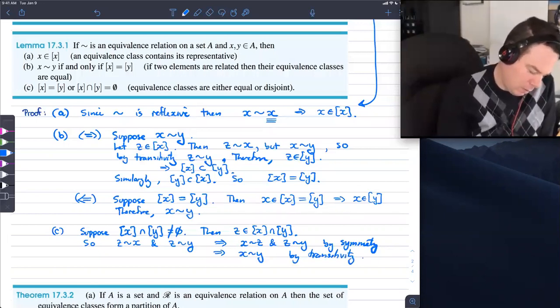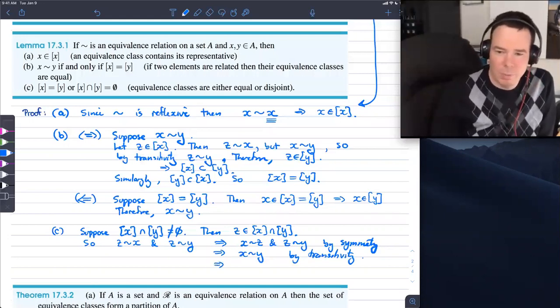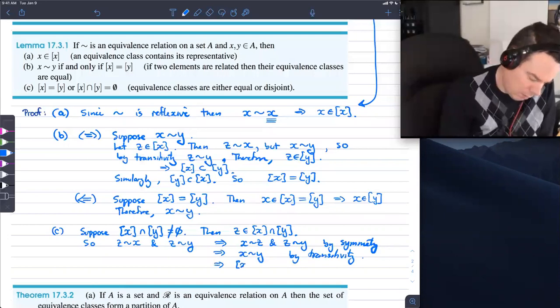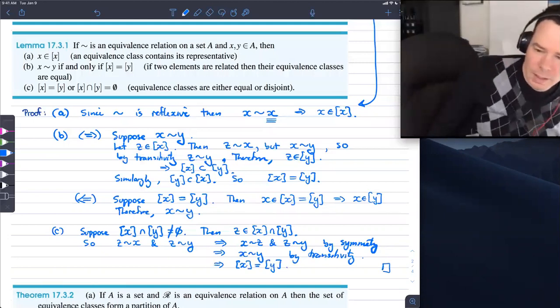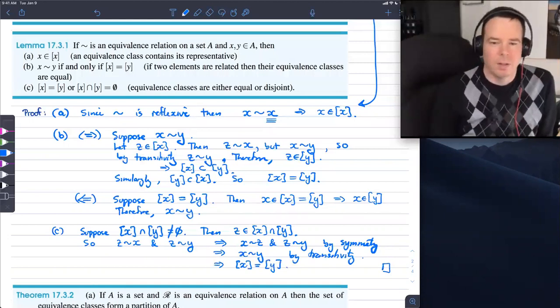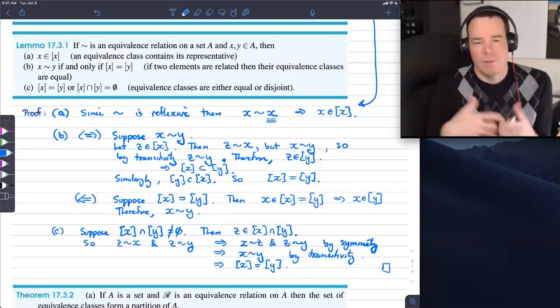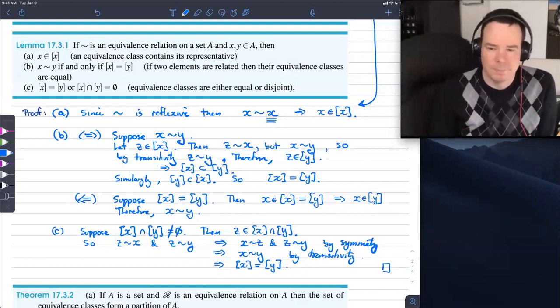And that's what we wanted to show, because X is related to Y by part B, we know that their equivalence classes have to be the same. And so what that says is that if the intersection is not empty, then the sets are the same. So the two equivalence classes are either the same or they have nothing in common. They're completely disjoint.